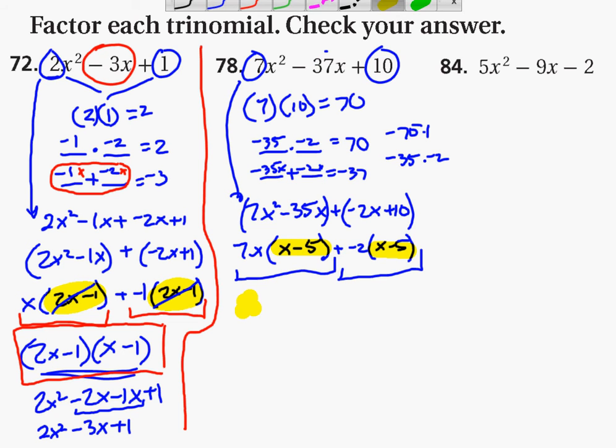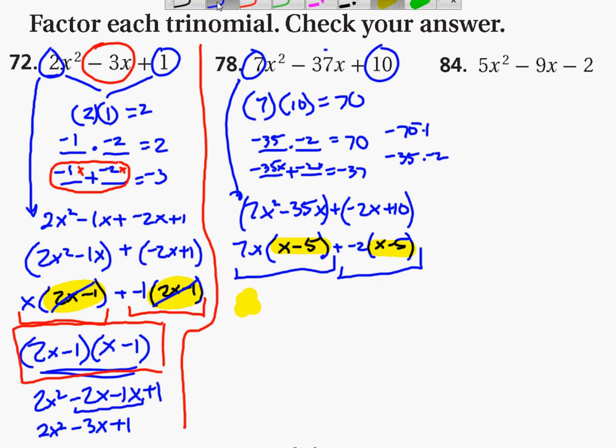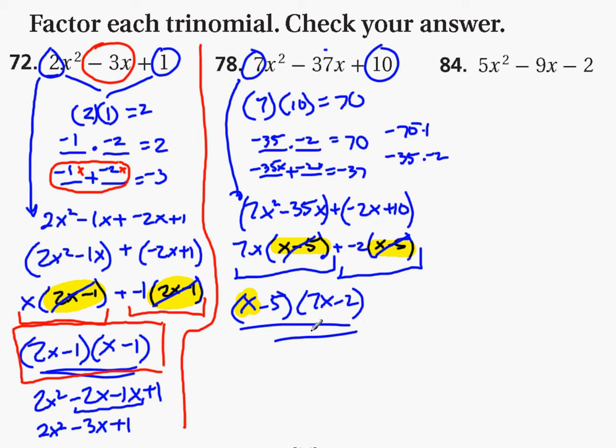Well, let's try that again, Mr. Levelford. X minus 5. And then what's left is 7x minus 2. And we're done with that one.